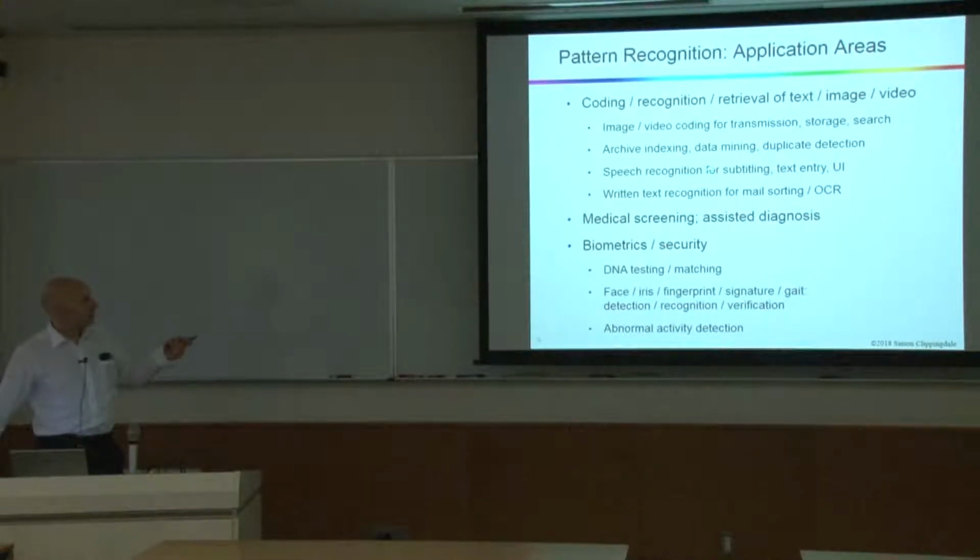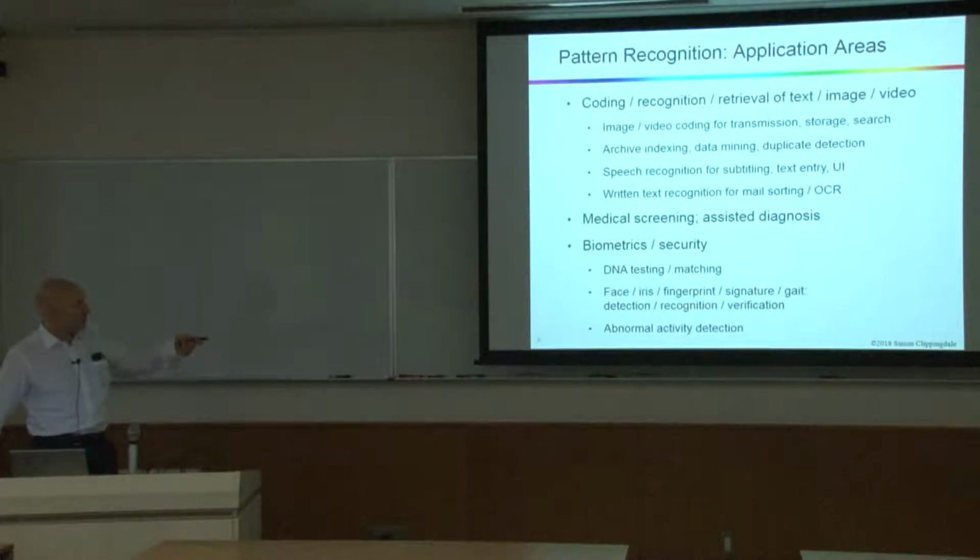And I've left machine translation off there, which I shouldn't have. That's another big one. Written text recognition for automatic mail sorting. OCR is optical character recognition. It's another big field. Medical screening and assisted diagnosis is another one, looking particularly at medical images and time series data from various medical instruments.